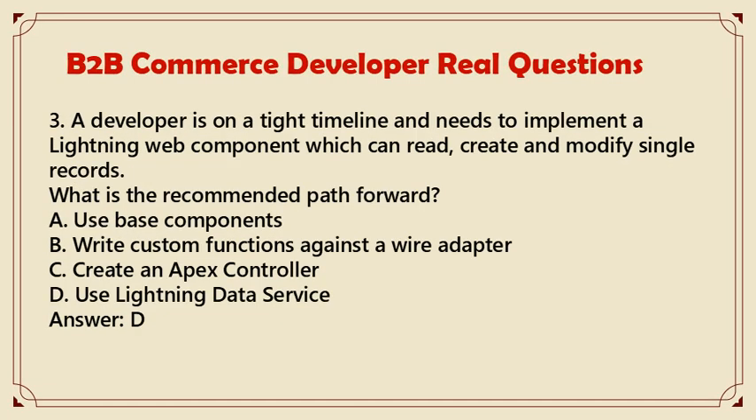3. A developer is on a tight timeline and needs to implement a Lightning Web component which can read, create and modify single records. What is the recommended path forward? A. Use base components. B. Write custom functions against a wire adapter. C. Create an Apex controller. D. Use Lightning Data Service. Answer. D.